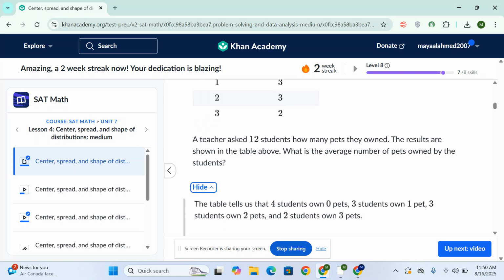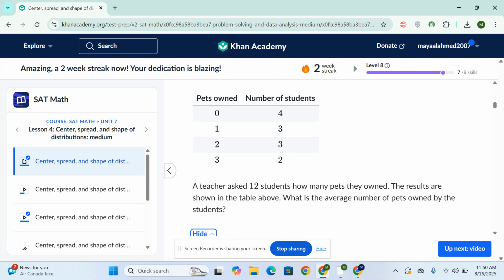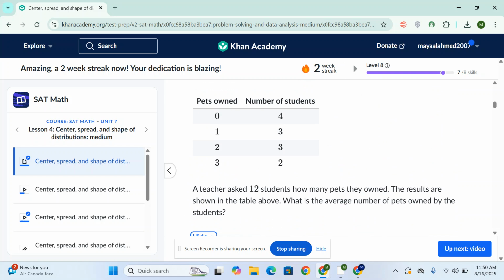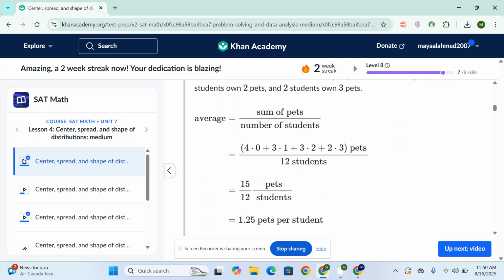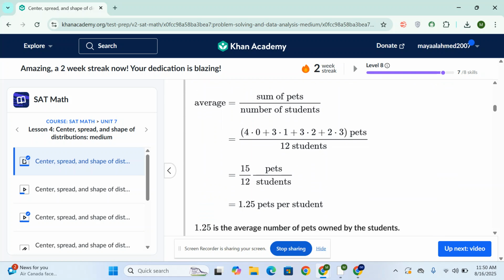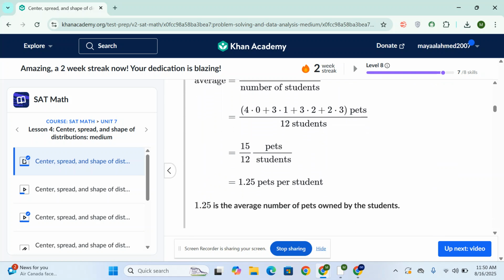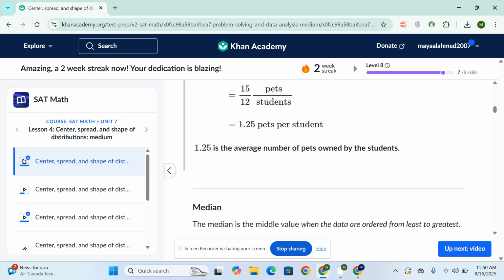So to find the average number, they're indirectly telling you to calculate the mean, where what you're going to do is multiply the number of pets with the number of students. So it becomes 4 times 0 plus 3 times 1 plus 3 times 2 plus 2 times 3 plus and so on. You add this entire thing together, and you divide it by 12 because that's the number of students you have. They've done that here, and you get 15 by 12, which is 1.25. So on average, each student has 1.25 pets.